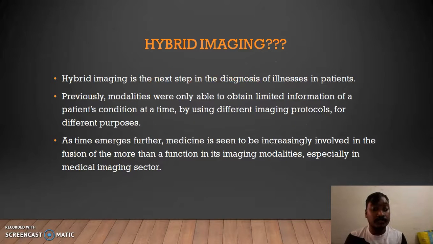Before going further into the presentation, we should know what hybrid imaging is. Hybrid imaging is a combination of two different imaging modalities with two different working functions combined to perform a single function of imaging, whereby the modalities image the anatomical and the functional parts related to an illness in a patient. This is the next step in the diagnosis of illnesses in patients.